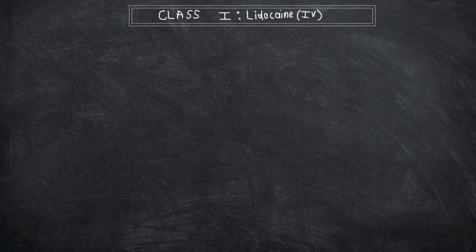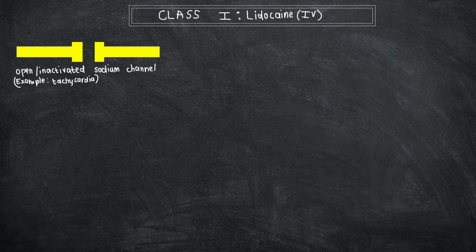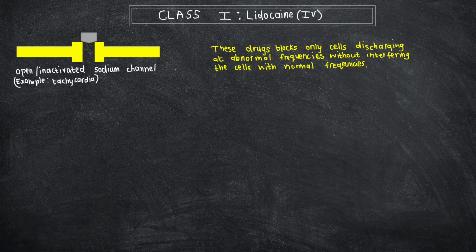The first class we're going to look at is lidocaine, and this drug is administered IV. So it's going to be reserved for emergency cases. But important to know is that this class of drugs are use dependent. So it binds more rapidly to an open or an inactivated sodium channel. So the cells in the body that present with tachycardia will be the sites where these drugs will bind to. So these drugs only block the cells that are discharging at abnormal frequencies, and they will not bother with cells that have normal frequencies, which is quite a good thing.